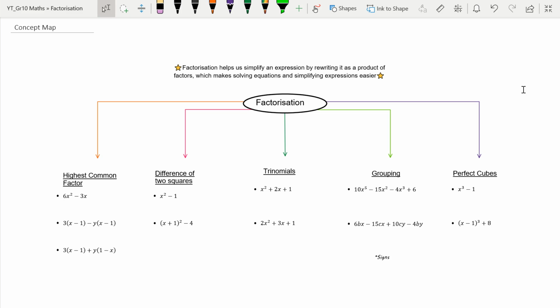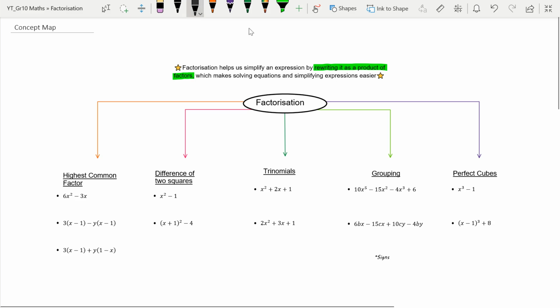So just very briefly, what is factorization? If we read there at the top, there's a nice summary. It helps us to simplify expressions. It helps us to solve equations. That is what it helps us with. Why does it help us with that? Because we are rewriting expressions as products of their factors.